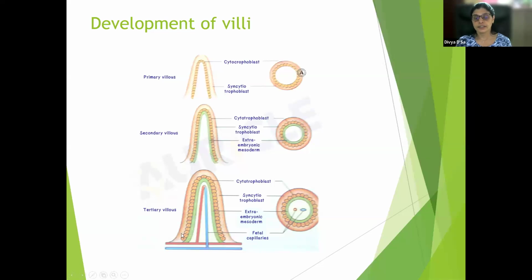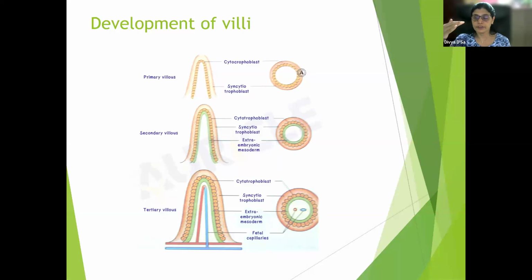Then the tertiary villus. What happens here? The cytotrophoblast, the extraembryonic mesoderm, that is the somatopleuric layer, plus the fetal capillaries. Now, these fetal capillaries would be formed by which one? The capillaries derived from the allantoic vessels, nothing but the capillaries derived from the umbilical artery and vein. So we have the fetal capillary, and that we call the tertiary villus. This is the next stage.